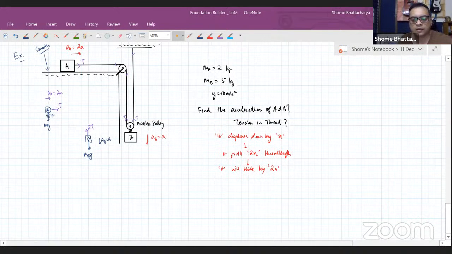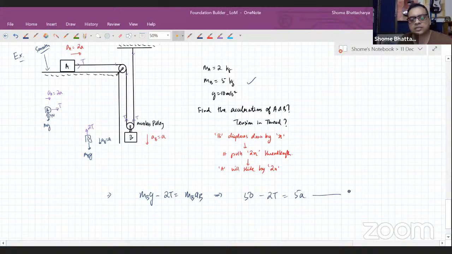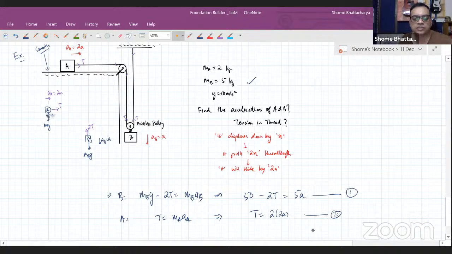Okay. So for B, we have the equation weight minus 2T is equal to mass into acceleration. So weight is 50 minus 2T is mass into acceleration. This is our equation 1. For A, we'll have the equation that T is equal to mass into acceleration. So T will become mass is 2 kg, but its acceleration is 2a. Okay, so that's the second equation. So T is equal to 4a.